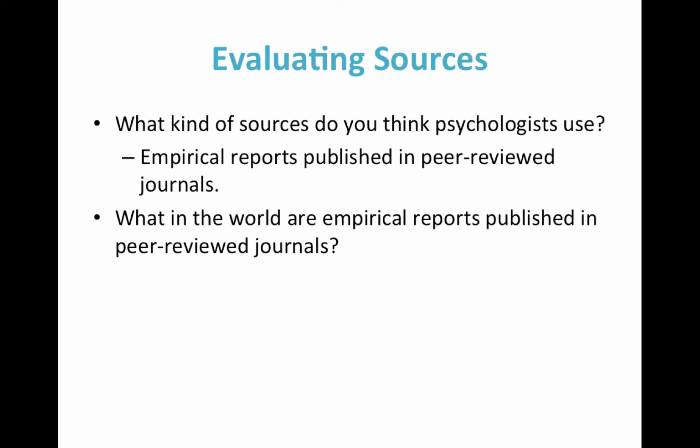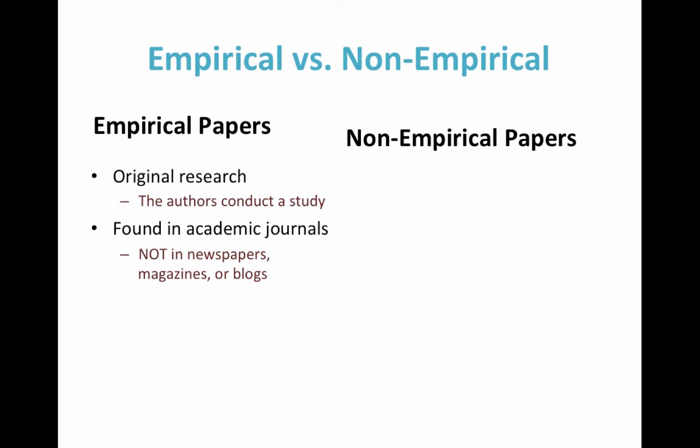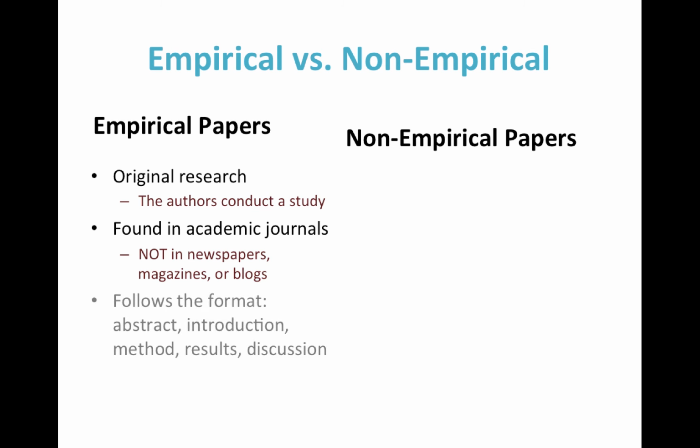So what in the world are empirical reports published in peer-reviewed journals? First, what is empirical versus non-empirical papers? Empirical papers offer original research. The authors of the article conducted the study. They are found in academic journals, not in newspapers, magazines, or blogs. They also follow a specific format: an abstract, introduction, method, results, and discussion.